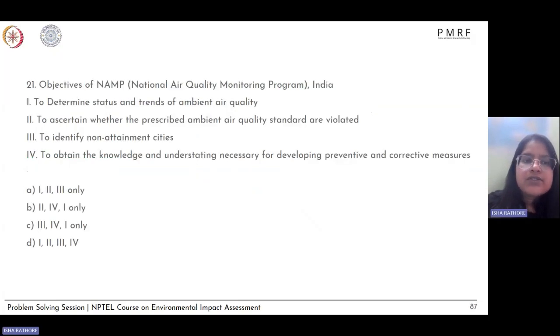Moving on, the objectives of NAMP, National Air Quality Monitoring Program of India, are the following. 1, to determine status and trends of ambient air quality. 2, to ascertain whether the prescribed ambient air quality standards are violated. 3, to identify non-attainment cities. Or 4, to obtain the knowledge and understanding necessary for developing preventive and corrective measures. So which of the following are the objectives for NAMP? Okay, so the correct answer is all. That is, all of these were the objectives of the National Air Quality Monitoring Program of India. So D, 1, 2, 3, 4 is the correct answer.